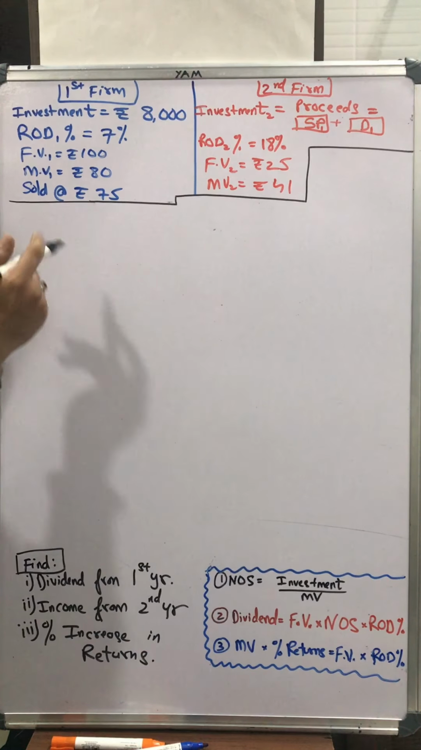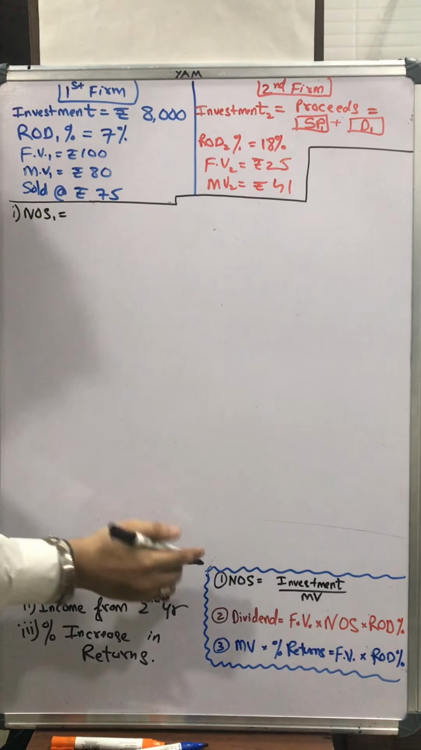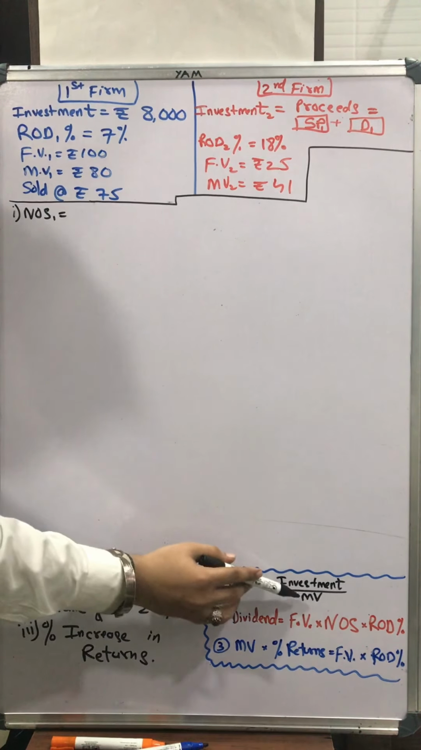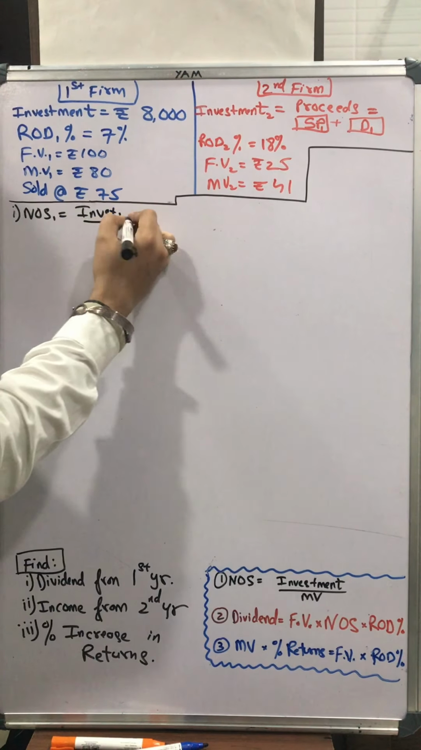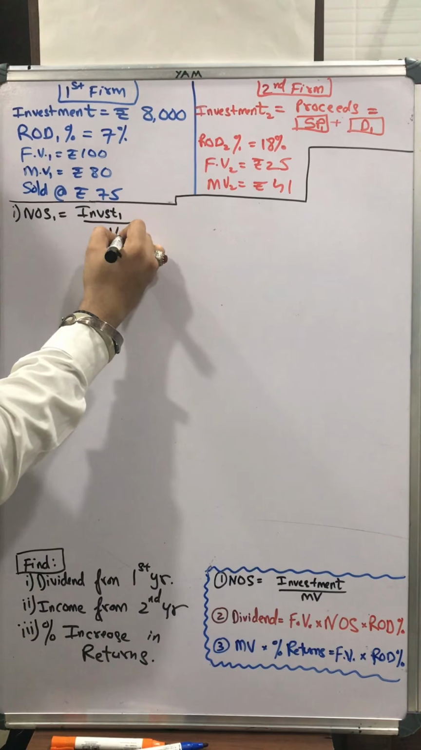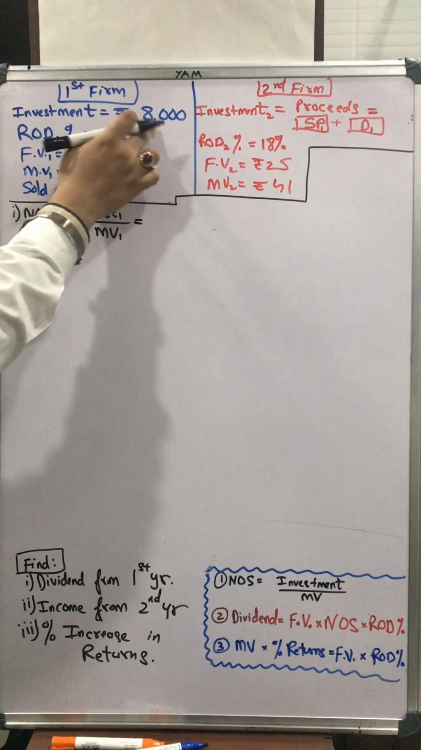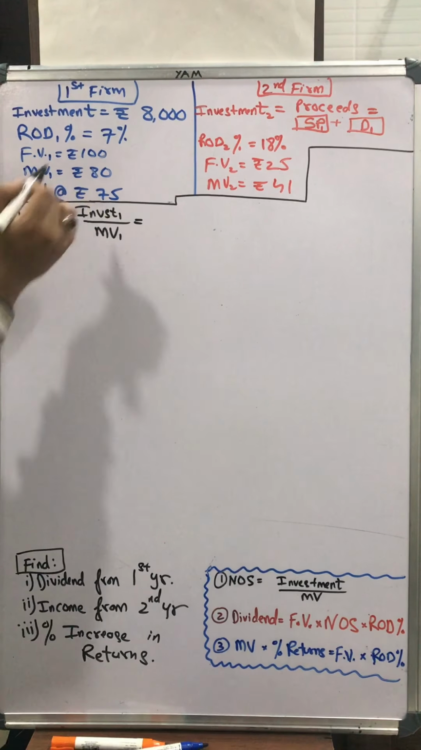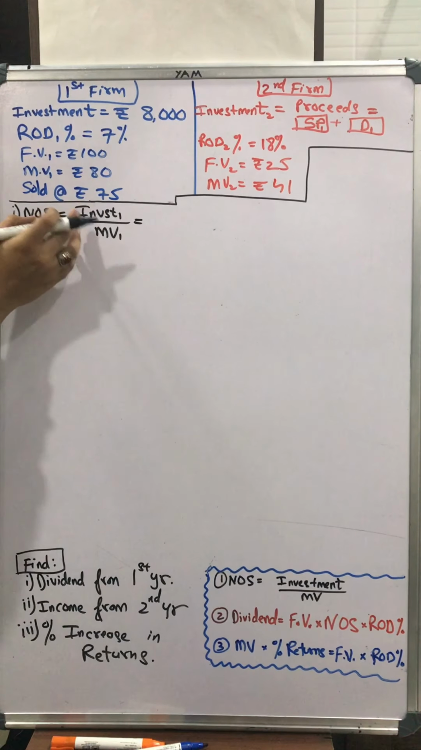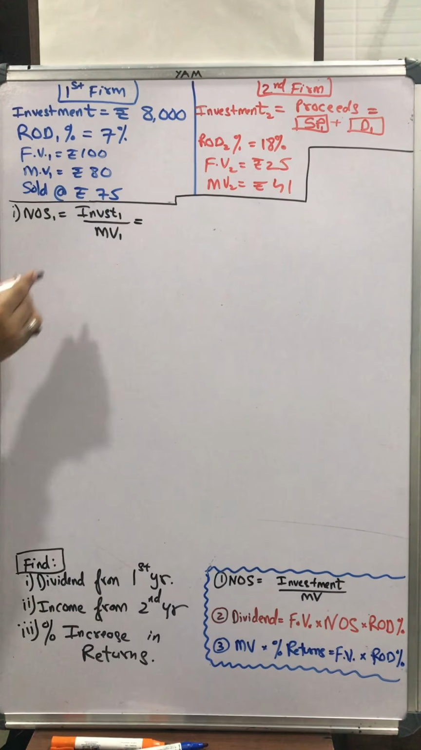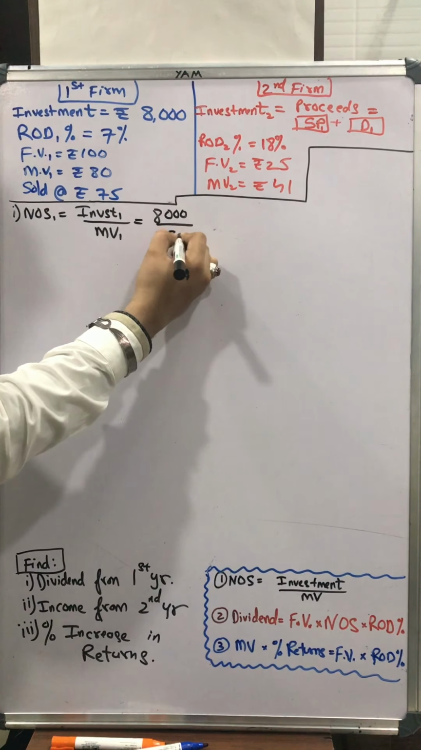So here the first thing I'll be doing is finding the number of shares for the first firm. What's the formula? Check the formula. Investment upon market value. So I'll write here investment, of course for the first firm, upon market value for the first firm. Now students, what is the investment? Is the investment given to us? Yes, it's 8,000. Is market value given to us? Yes, it's rupees 80. Ram Gopal Verma had purchased the shares at market value of rupees 80. So investment is 8,000 rupees upon market value 80.